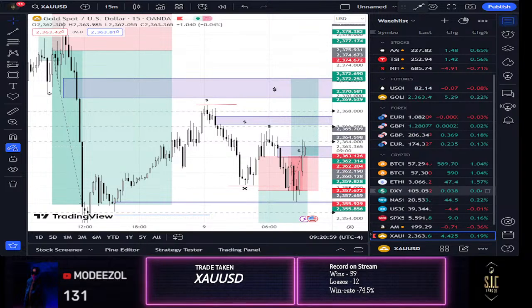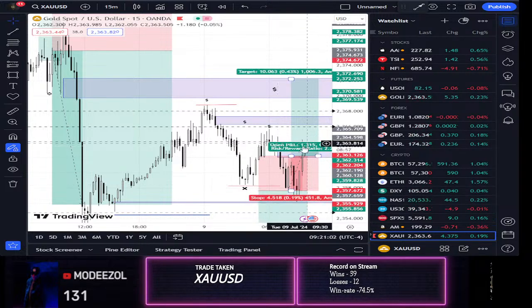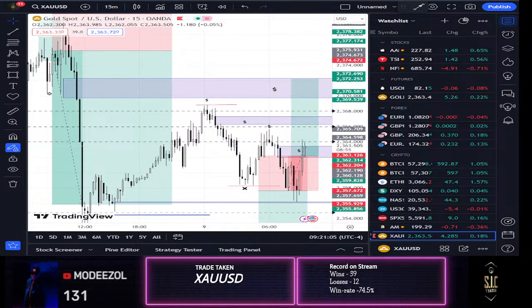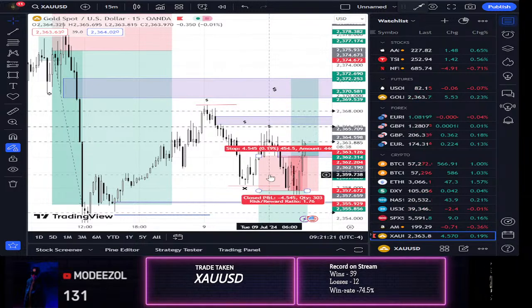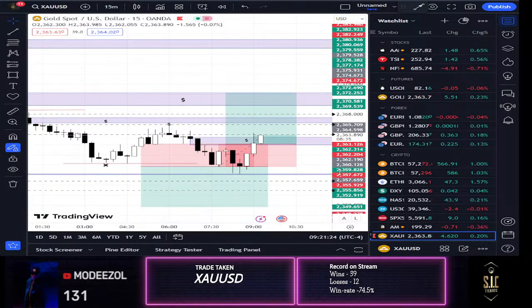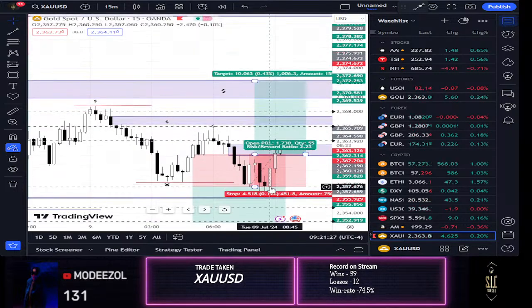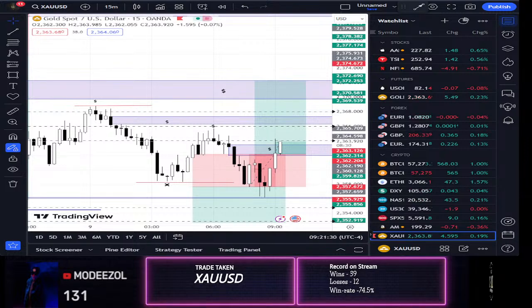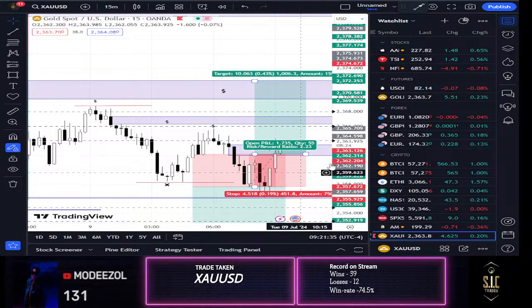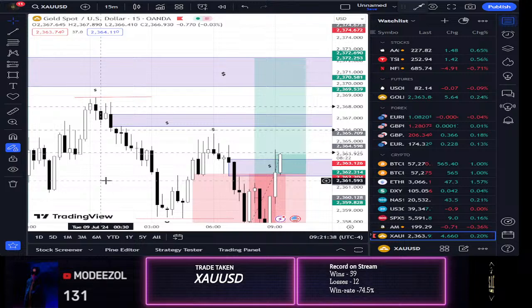I'm just watching DXY fall so I can make sure that we're good on going to the high side. That's more like it. Finally getting a push. Finally. 15 pips up right now. 15 pips. Let's go.